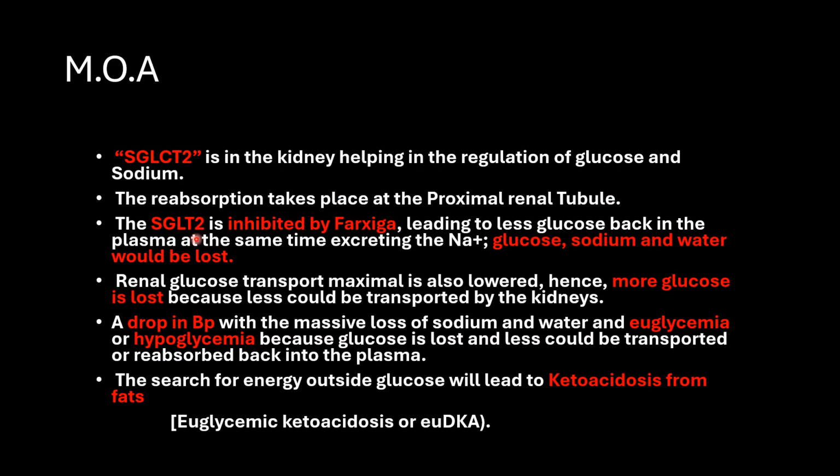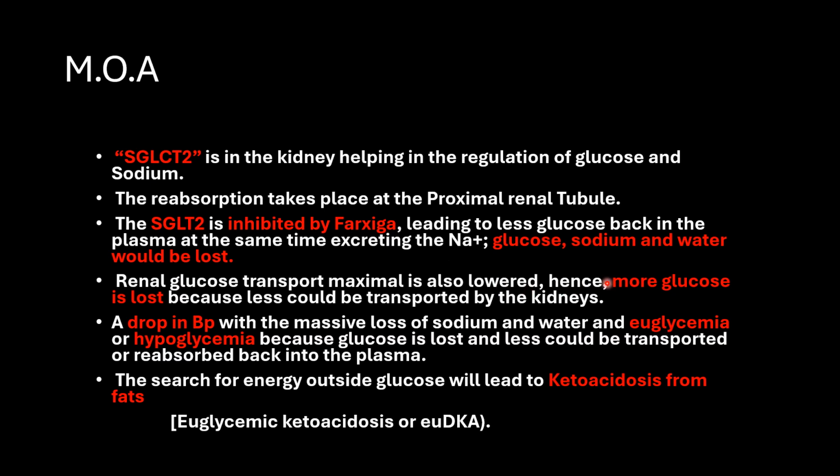This cotransporter is inhibited by Farxiga, leading to less glucose back in the plasma, at the same time sending out sodium while sending out glucose. So we are going to lose glucose, sodium, and water in urine. Why that? Wherever sodium is, water will follow. Renal glucose transport maxima is also lowered. This is another way by which Farxiga does its job.